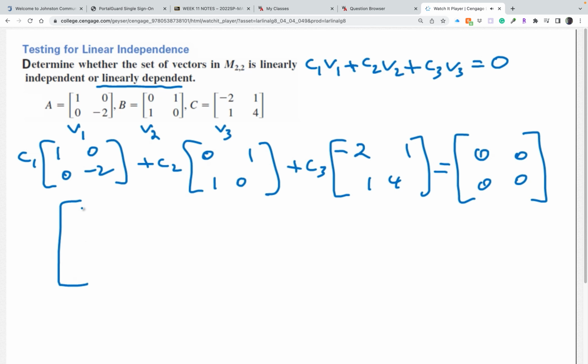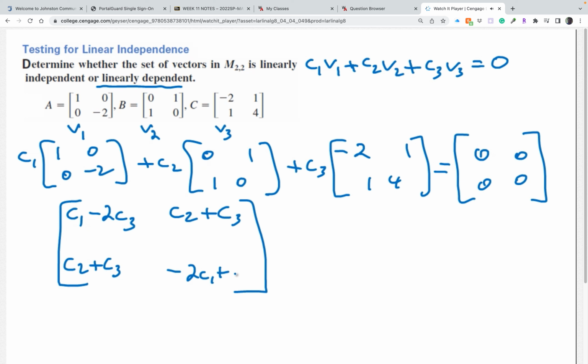The entry in the first row and first column will be C sub 1 minus 2 times C sub 3. The entry in the first row and second column will be C sub 2 plus C sub 3. And then the entry in the second row and first column will be C sub 2 plus C sub 3. And for the second row and second column, we'll get negative 2 times C sub 1 plus 4 times C sub 3. And of course, that will be equal to the matrix consisting of all zeros.